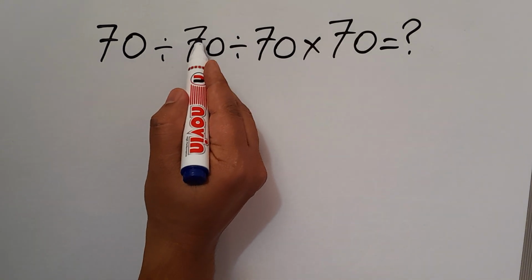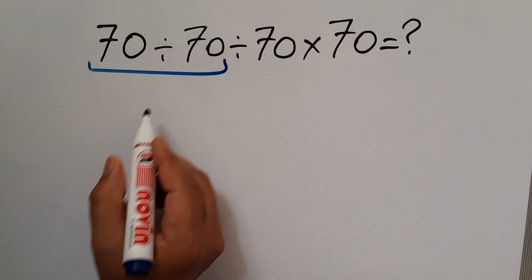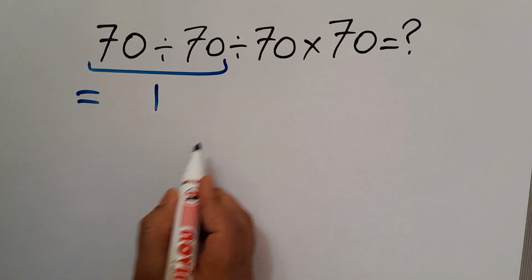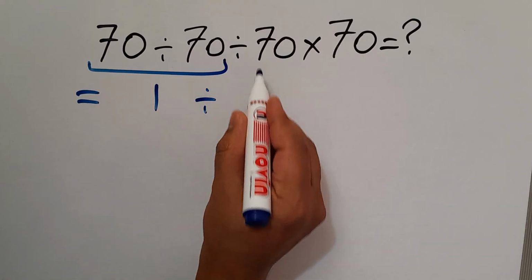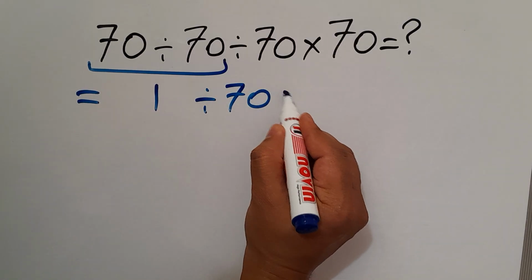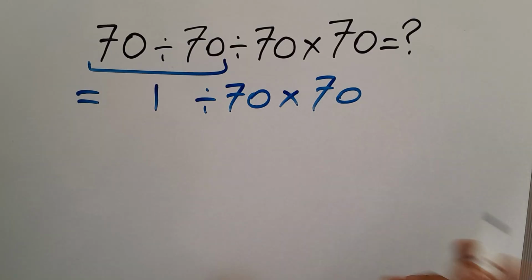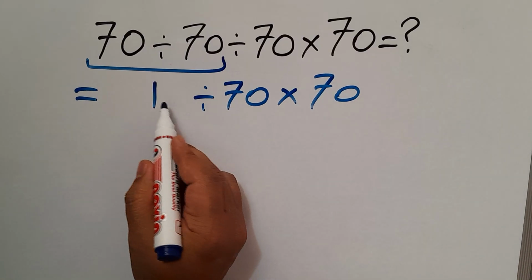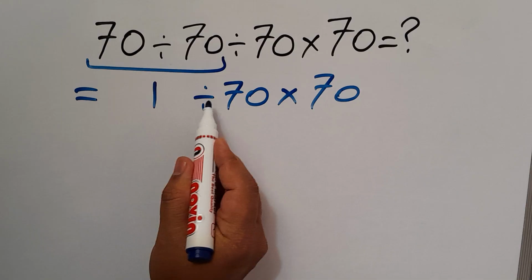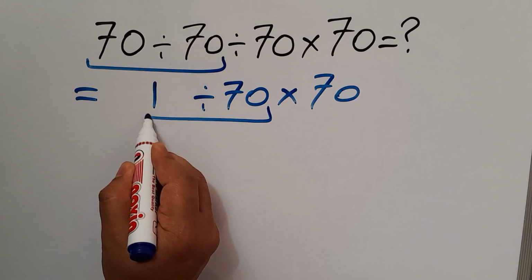70 divided by 70 gives us 1. So we have 1 divided by 70 times 70. Okay, and now this division, 1 divided by 70.